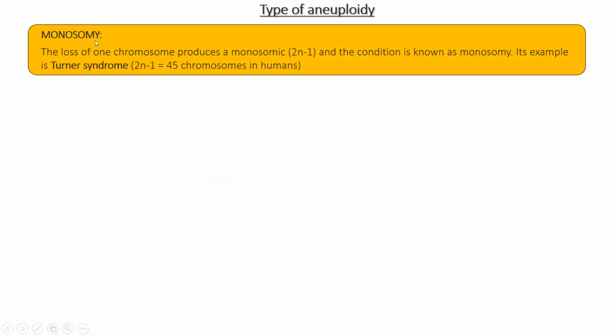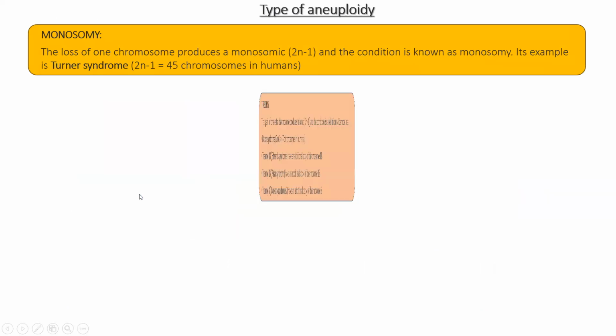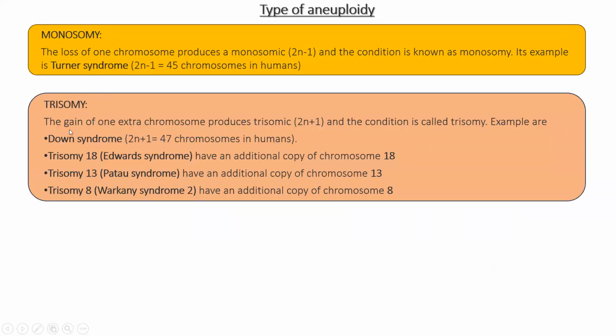First is the monosomy. Monosomy is the loss of one chromosome, which produces a monosomy, 2n minus 1, and the condition is known as monosomy. The example which we have seen is Turner syndrome, where the number of chromosomes is 45. Another is the trisomy. The gain of one extra chromosome produces trisomy. The example we have seen is Down syndrome, where one chromosome is more, that is 2n plus 1, equal to 47 chromosomes in humans.